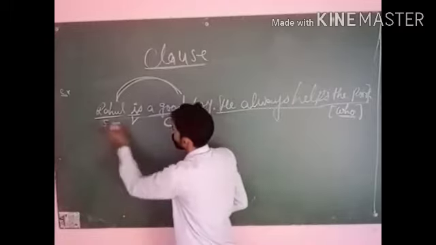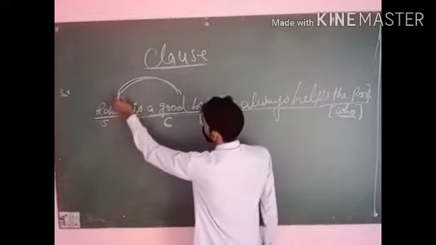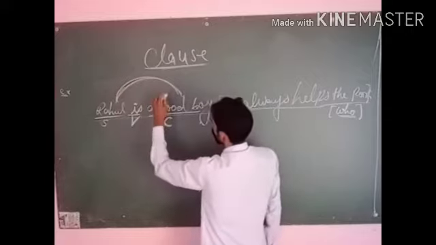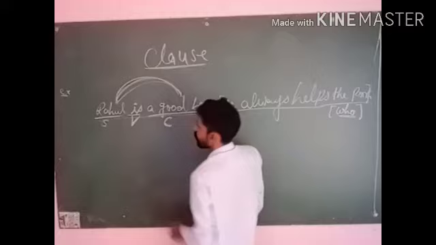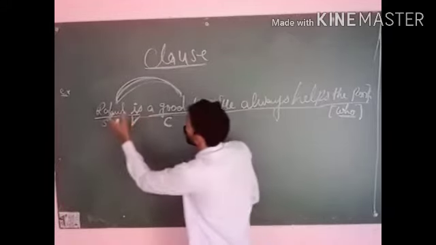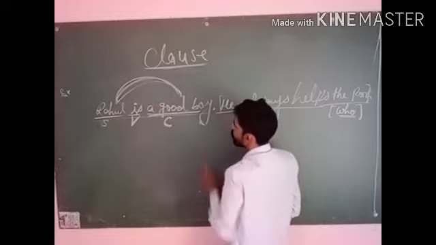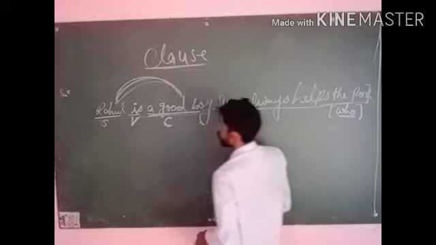So subject is Rahul, verb is is, and we can construct a rainbow structure here. Rahul is a good boy and good boy is Rahul. This is rainbow structure. After that we have to ask a question. Who is Rahul? And the answer is a good boy. So this is definitely complement.